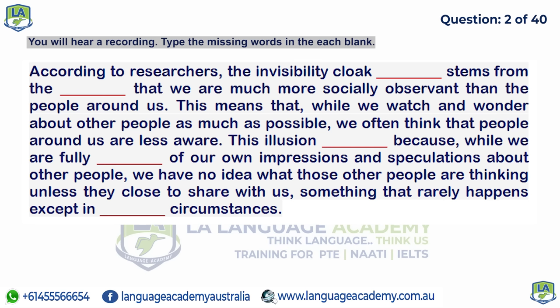According to researchers, the invisibility cloak illusion stems from the belief that we are much more socially observant than the people around us. This means that, while we watch and wonder about other people as much as possible, we often think that people around us are less aware. This illusion occurs because, while we are fully aware of our own impressions and speculations about other people, we have no idea what those other people are thinking unless they choose to share with us, something that rarely happens except in exceptional circumstances.